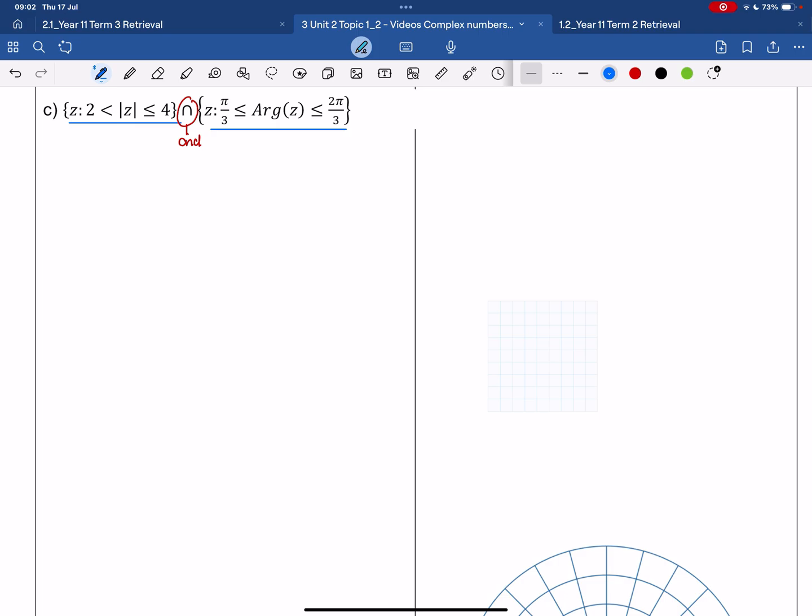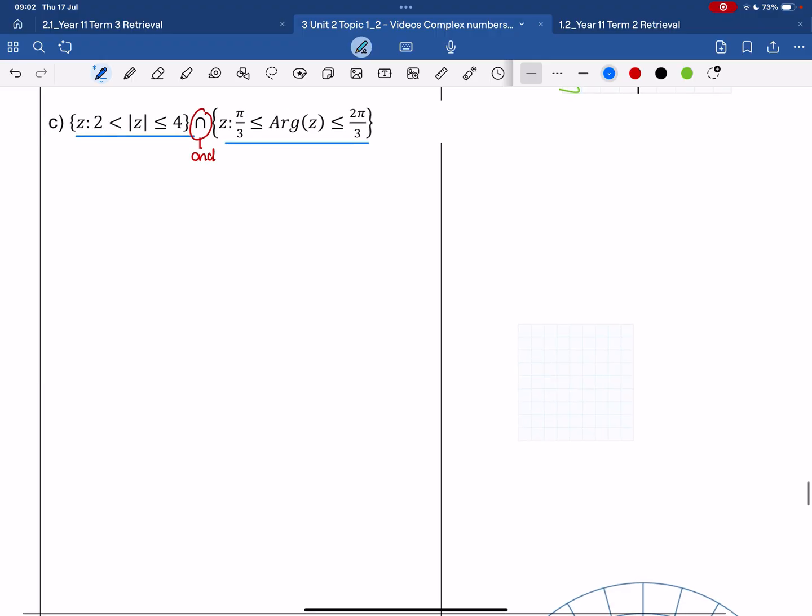Now, at the moment, I don't really know what these look like. I know my argument of z is going to be a ray, so I've got 2 rays there, but this one on the left-hand side, well, my suspicions are that it's a circle, but let's have a look at what we've got. Okay, so let's have a look at the left-hand side first. So 2 less than my mod of z less than or equal to 4.